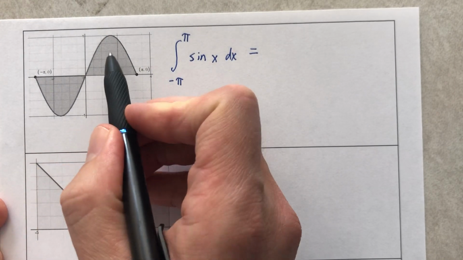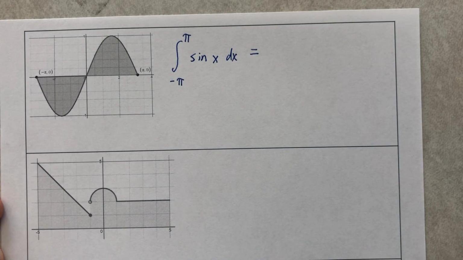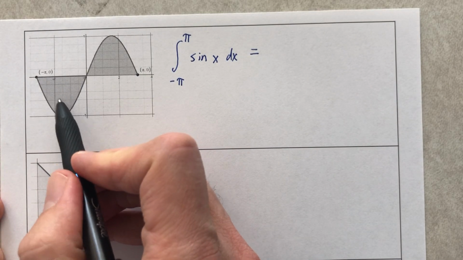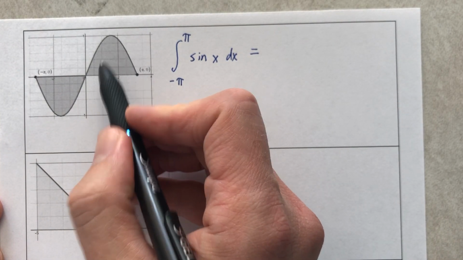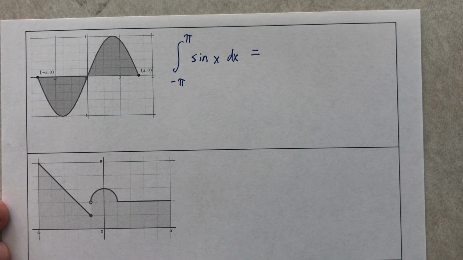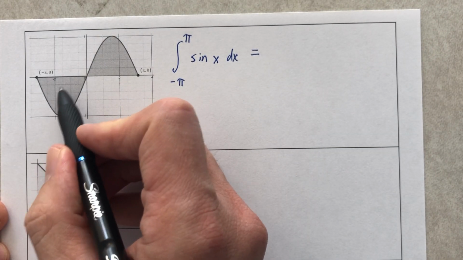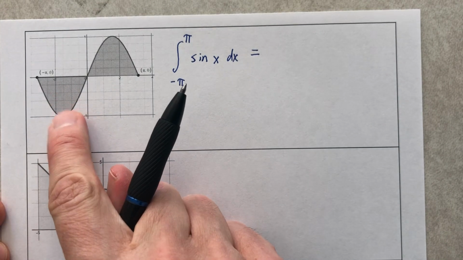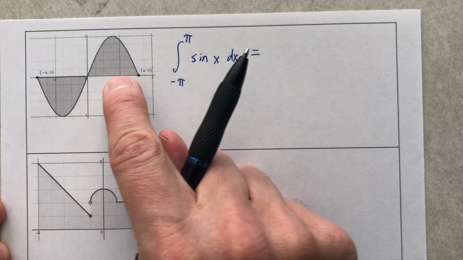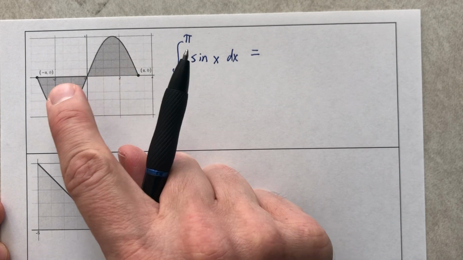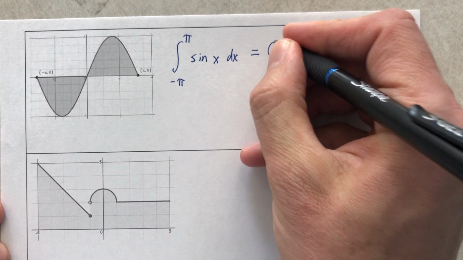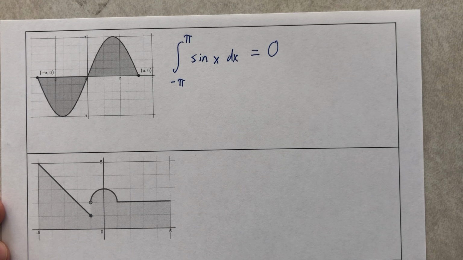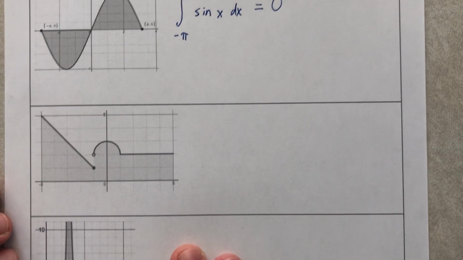This and this are equal in area. I have no idea what this is. I have no idea what this is. Actually, I think I do, but I'm not going to tell. But if I don't know what this is and I don't know what this is, I might seem lost, but here's the fun part. That is negative whatever, and that is positive whatever, and they will cancel each other out. And I am left with 0. That's it. Okay. Next problem.